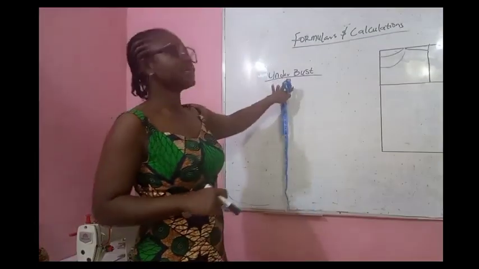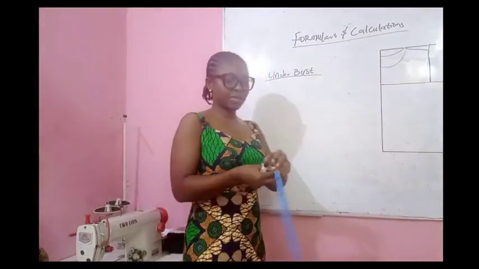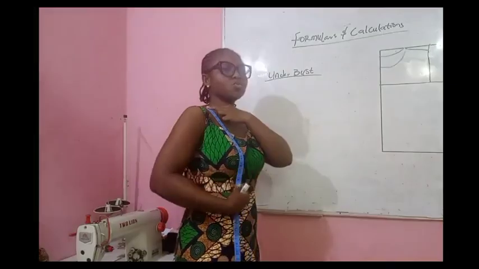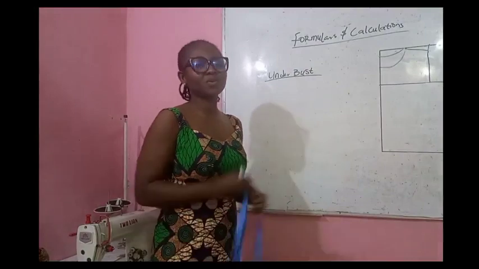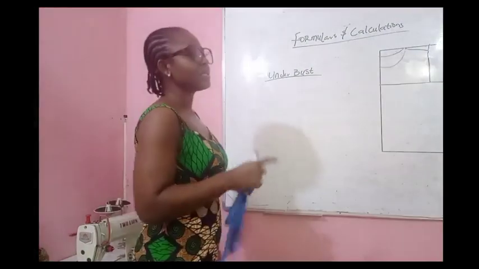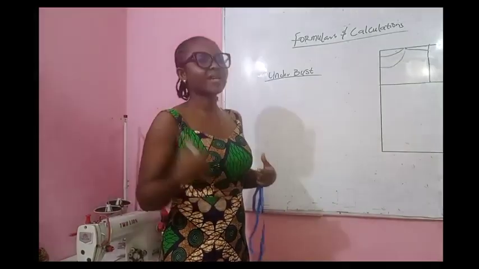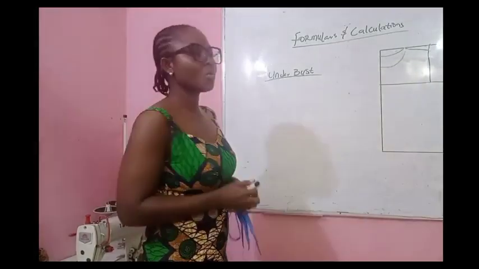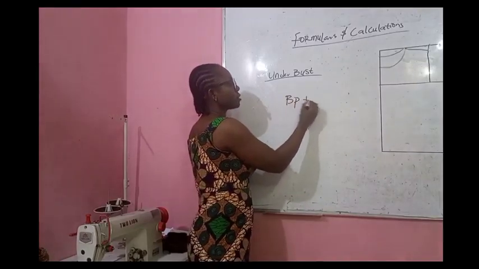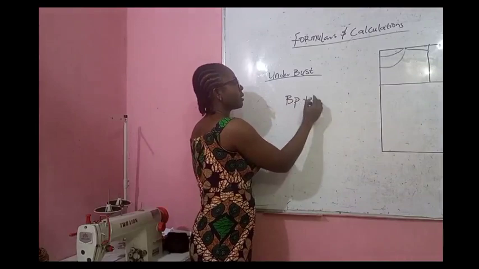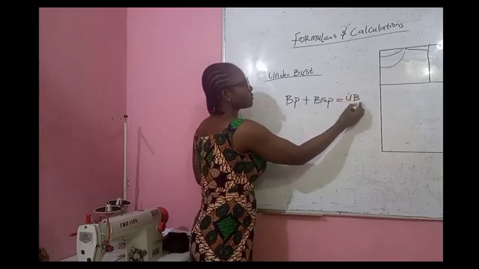Now the next on our list is our under bust measurement. Our under bust measurement is from this shoulder point to the under bust. Okay, how do we get this measurement when we could not take it on the body? Now, since we have our bust point and we have our bust span, it is very easy to get the under bust. So what we're going to do is bust point plus bust span equals under bust.